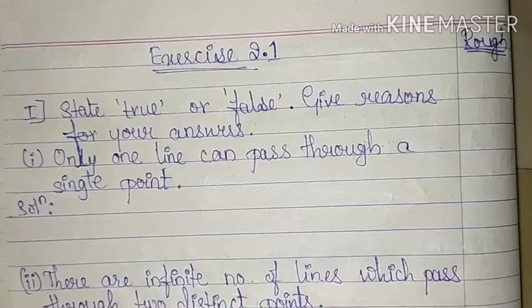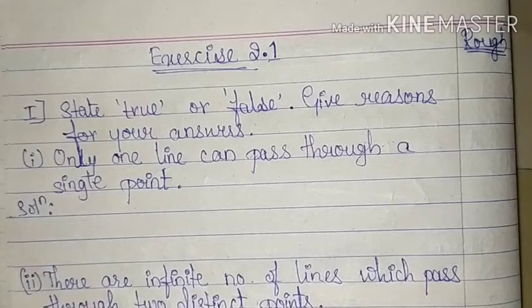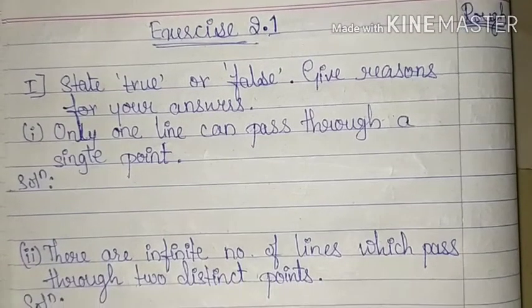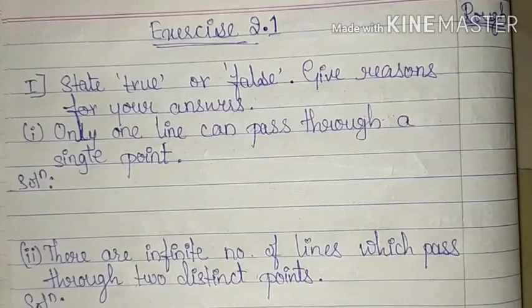Now let's move on to exercise 2.1. The first part of the exercise is to state true or false. Give reasons for your answers. You have to state whether the given statements are true or false, and you have to tell why. If it is true, why? If it is false, why? So in the first question of the first part, they have told us: only one line can pass through a single point. Is it true or false?